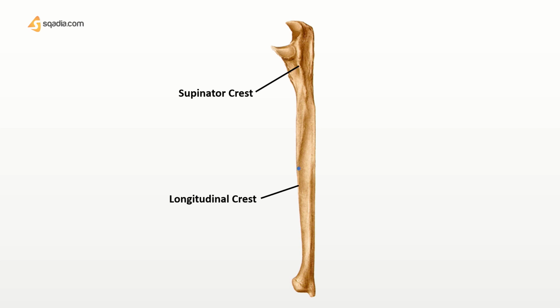Just below the supinator crest, laterally, there is a hollow depression known as the supinator fossa that provides the origin of fibers of the supinator muscle. Looking down to this, a second smaller fossa can be found for the flexor pollicis longus.